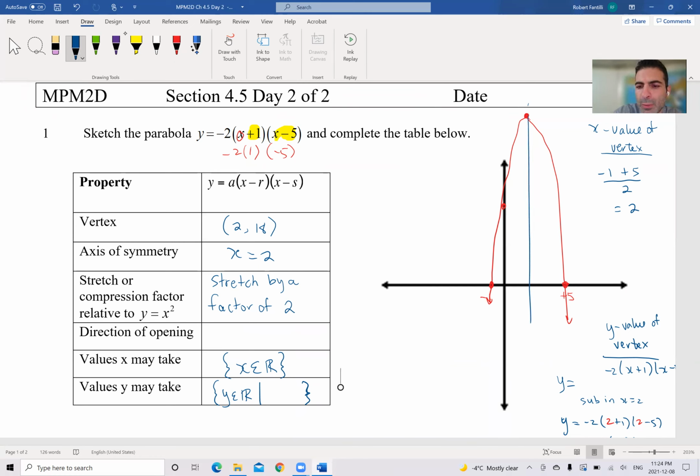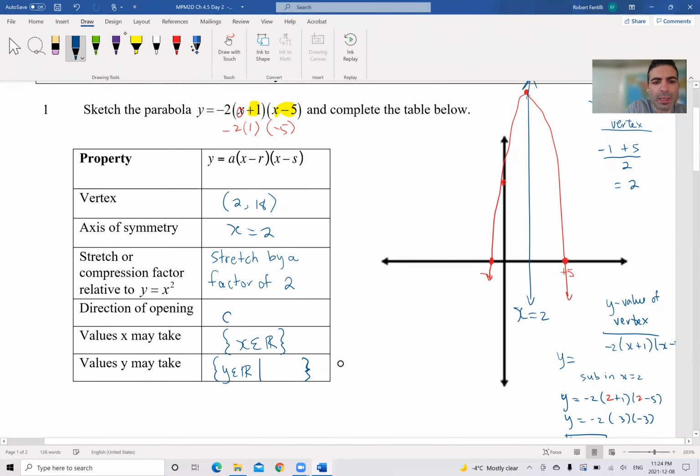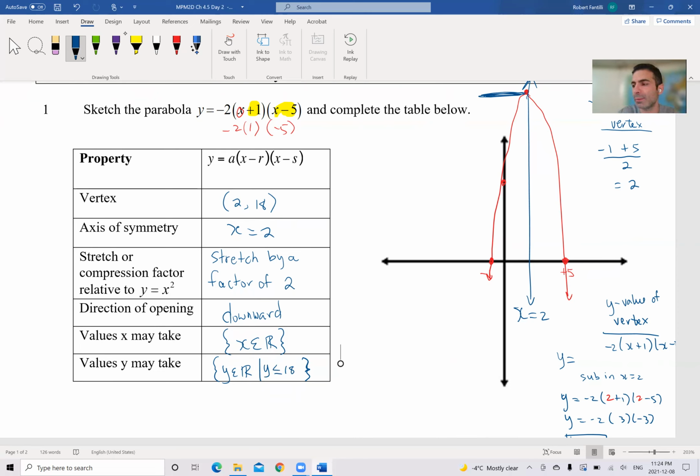There we go. Now it will just be x equals 2 as a line. Okay, x equals 2. And the direction of opening is downward. We filled out our chart except for the y values. Now we know it opens down, so the maximum value of y is 18. So y is less than or equal to 18, because all my y values exist below that.